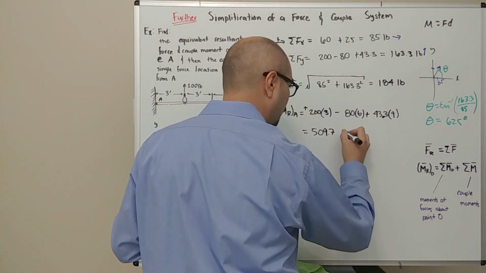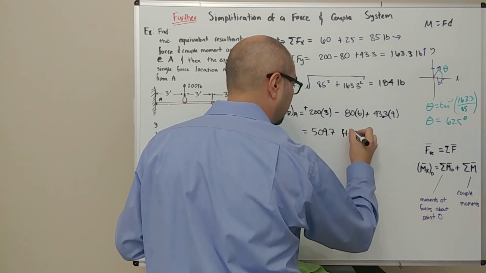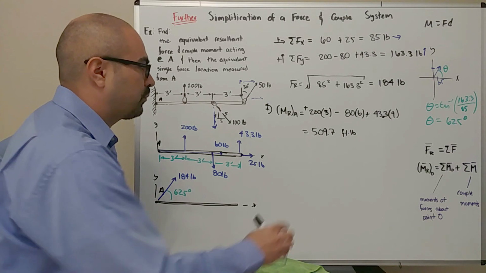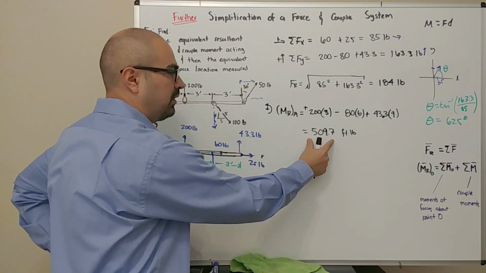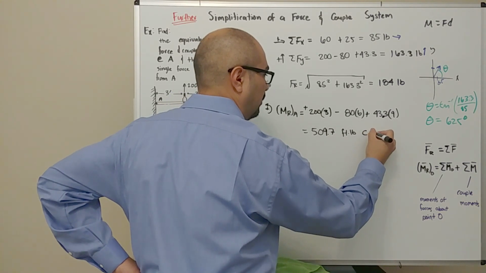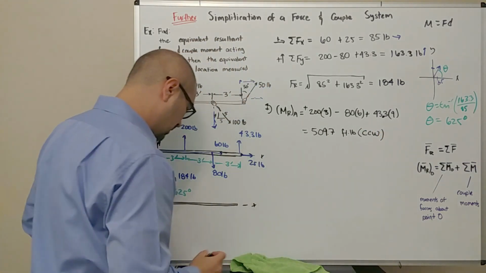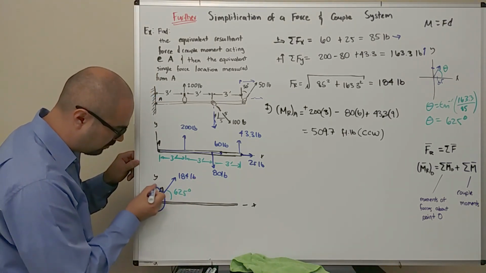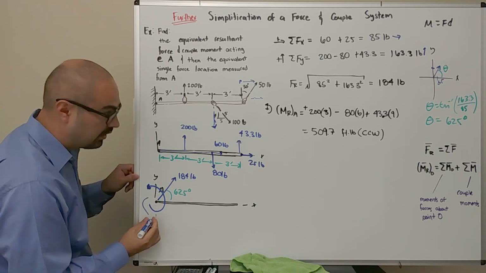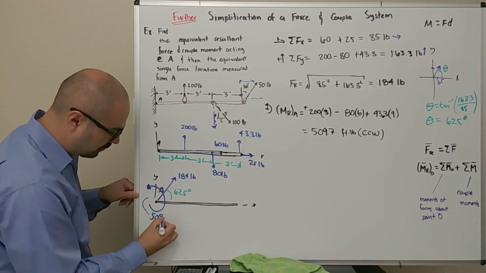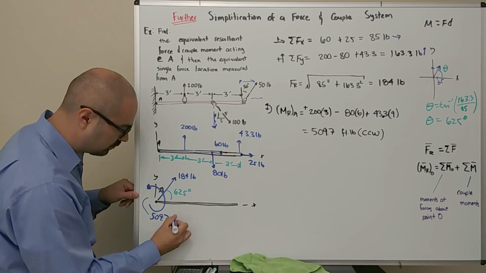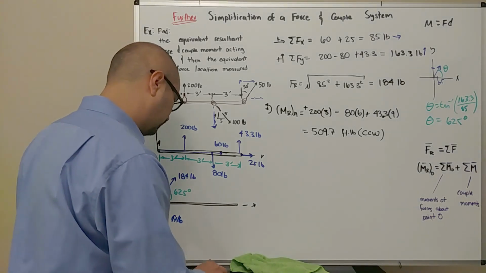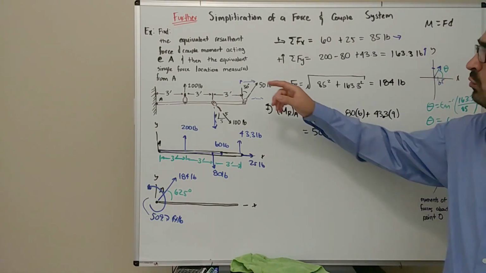So foot-pounds. Also, this moment is a positive number, which means that this is going to be a counterclockwise moment over here. So as we draw it, it means we have the counterclockwise moment like so, and this has 509.7 foot-pounds. So we have the first part of the problem done.